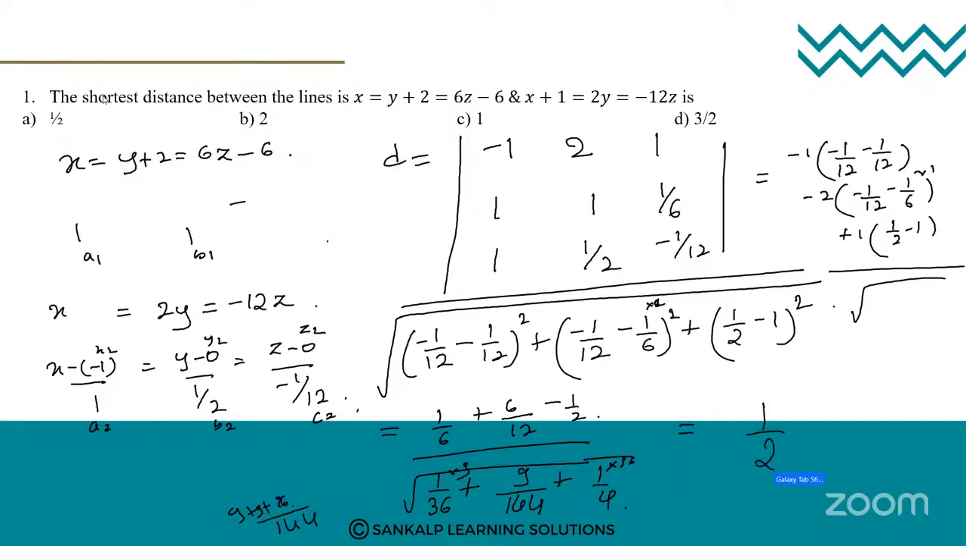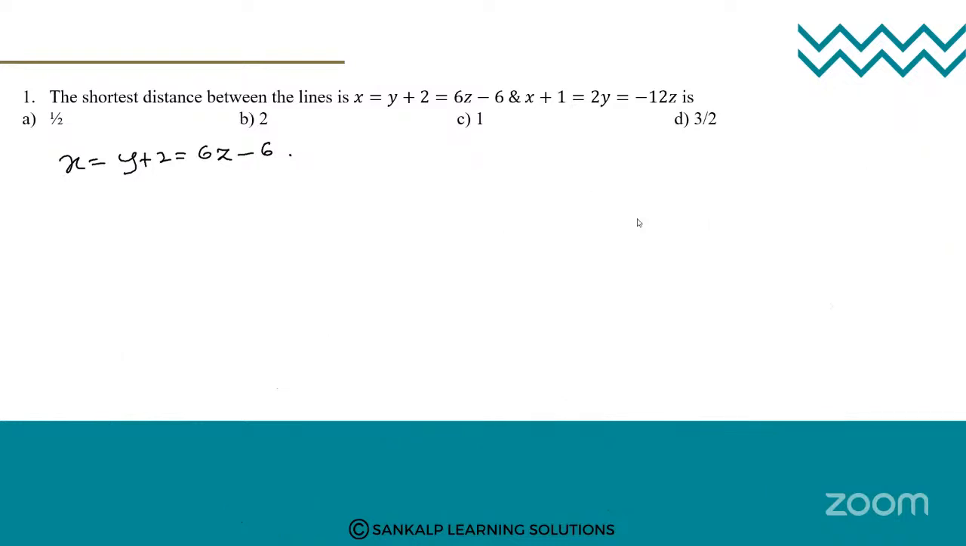I'm getting the answer as 2, not 1 by 2. Please check. I'm getting the answer as option B, 2, upon solving. Okay, so please check. I'll give you a moment. Please check that. Yes. So here my answer is 2. Okay. So this was the question. Next.